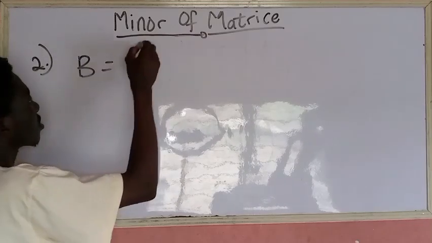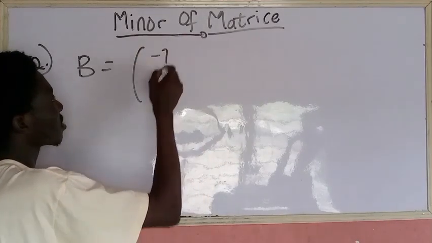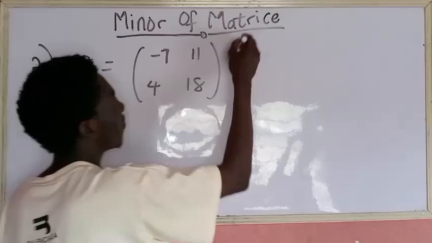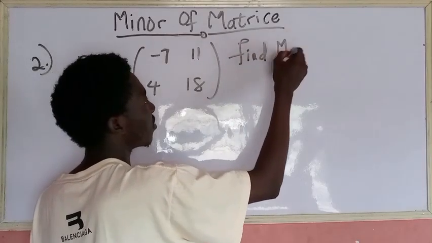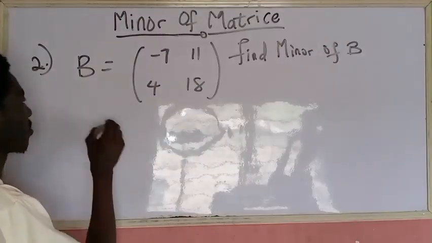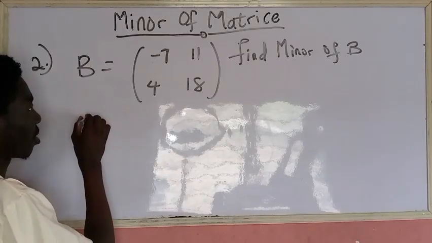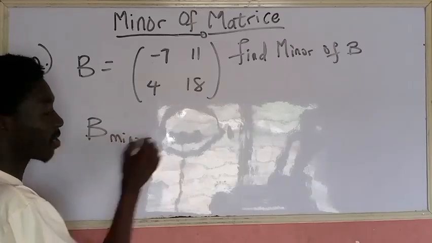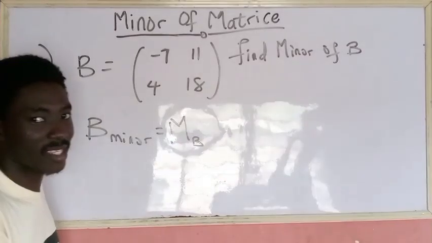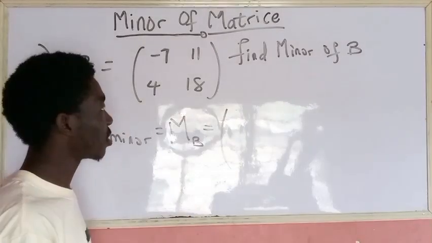Let's say B is equal to 1, minus 7, 4, 11, and 18. Find the minor of B. So the minor of B, let's check it out. You can write it with a symbol like this, a minus symbol, or "minor of B", it doesn't mean anything. That's a symbol. Are you getting it?